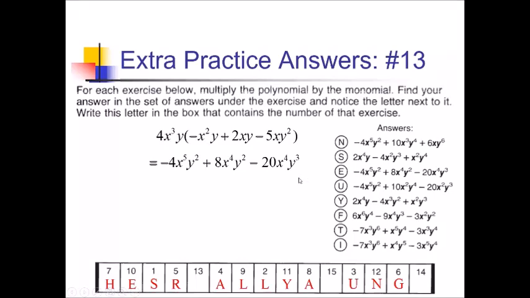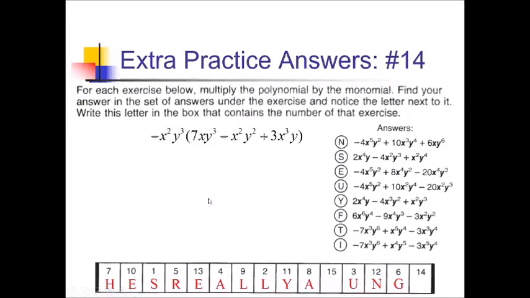And that is going to be, looks like, answer choice E. U was pretty similar, but E had the 20 and the 8. Well, they both had the 20, but this one has the 8. So we're going with E for box 13, right there.